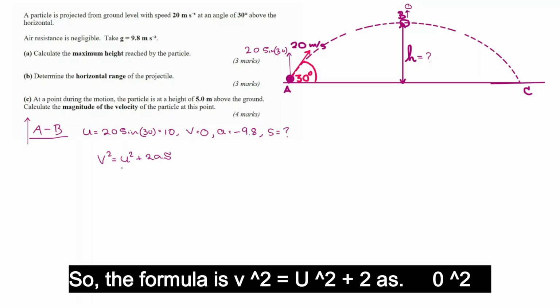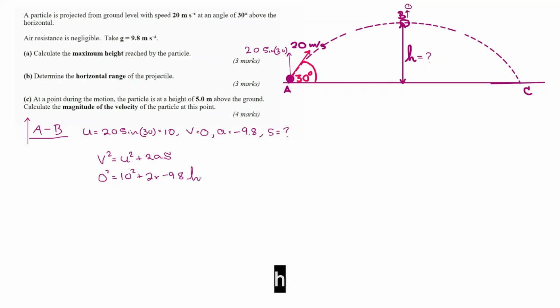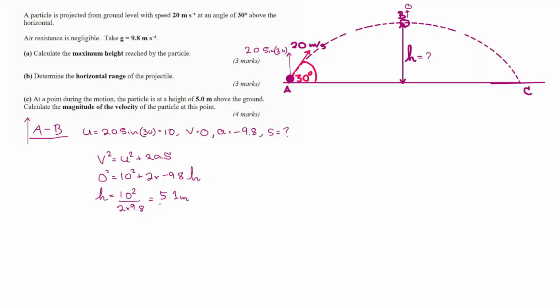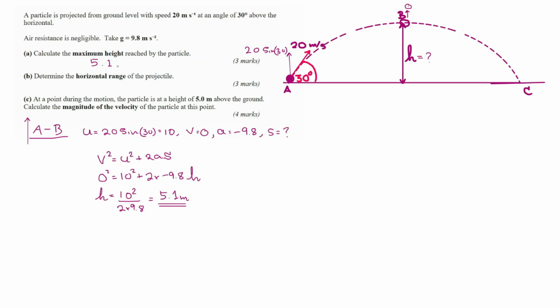So the formula is v squared equals u squared plus 2as. 0 squared is equal to 10 squared plus 2 times negative 9.8, and s is h. So we get the height as 5.1 meters. So for part A, the maximum height reached by the particle is 5.1 meters.